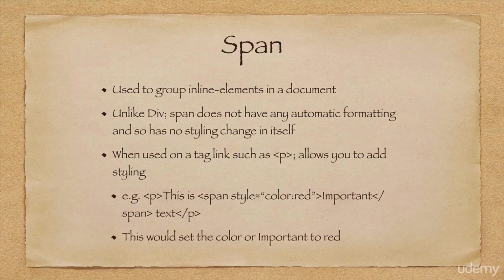So what that would say is "this is important text", but what would happen is the "important" in that line will be red. So it's actually setting the color of "important" to red. So span allows you to do that within a P line. It makes no other formatting change, but it allows you to group inline elements, and then everything within the span tag is associated with the styling.